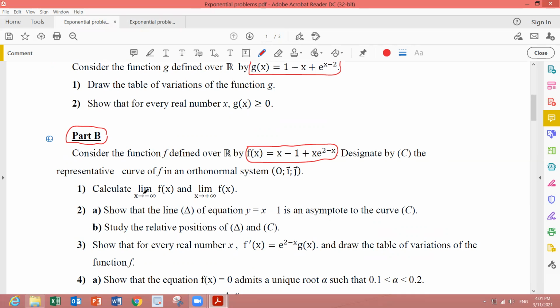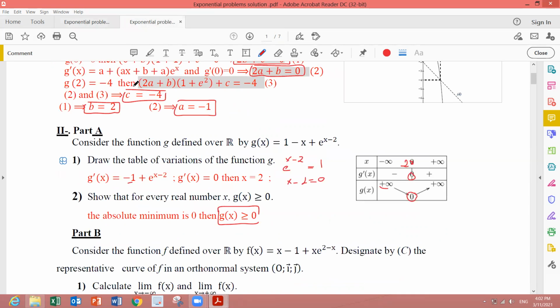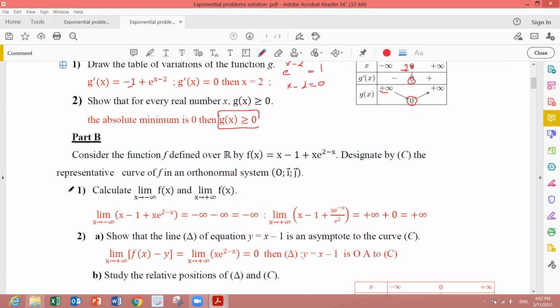Part 1, limit at minus infinity. We replace x by minus infinity. It will become minus infinity minus 1, which is minus infinity, plus minus infinity times e to the plus infinity, which is minus infinity. So we get minus infinity.